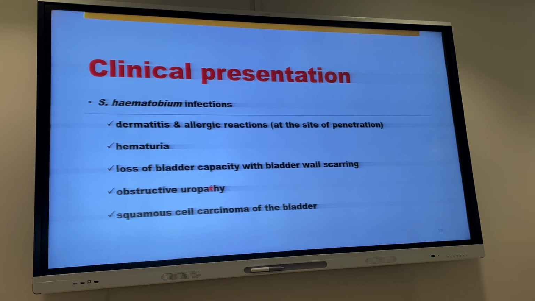So these are likely complications associated with long-standing schistosomal infection in females. And as we stated earlier, the most feared complication is you can have a malignant transformation. Usually it's squamous cell carcinoma, not transitional cell carcinoma.